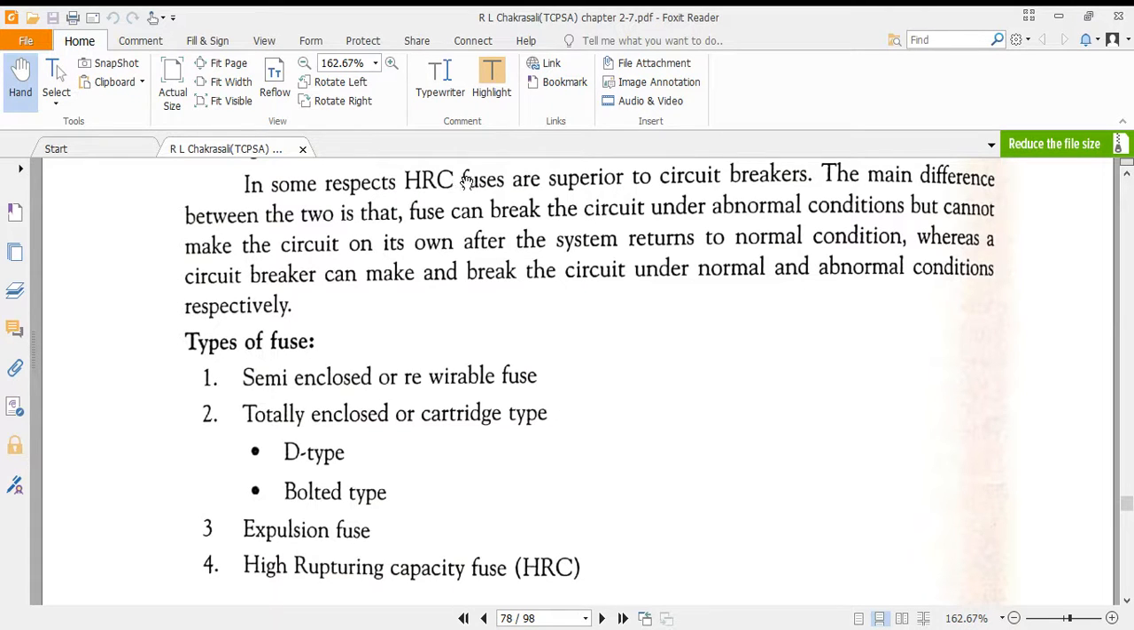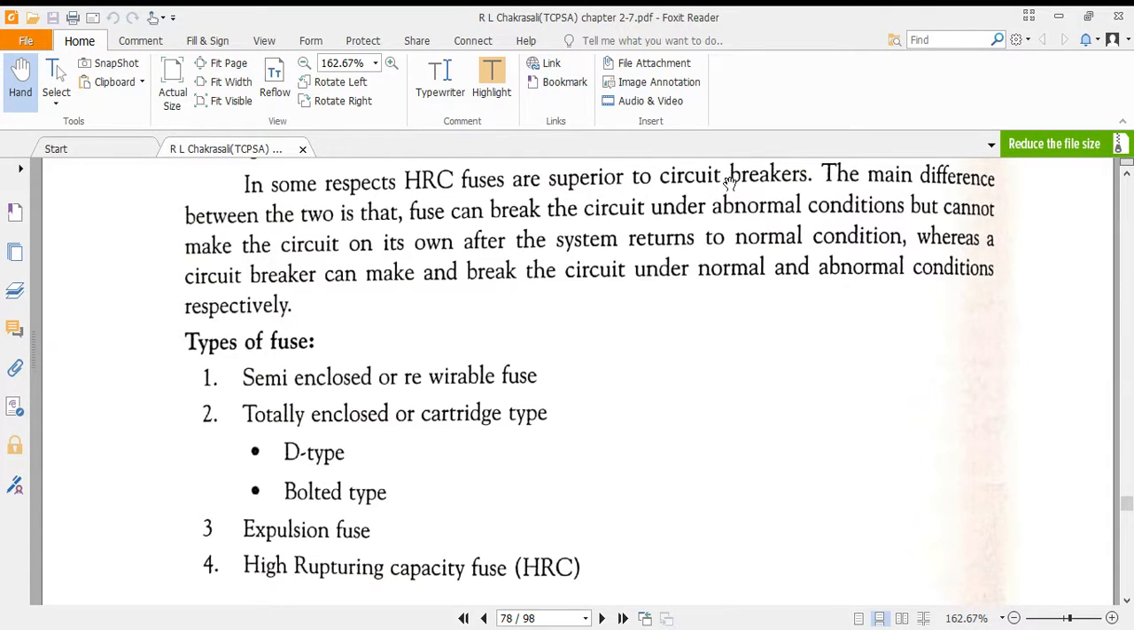This also breaks the circuit, this also breaks the circuit, but a fuse only breaks the circuit under abnormal conditions and it cannot remake it. A person is required to replace the fuse wire and make the circuit when the system resumes the normal condition after the fault is removed.